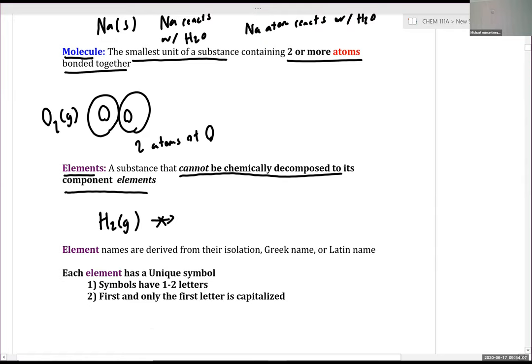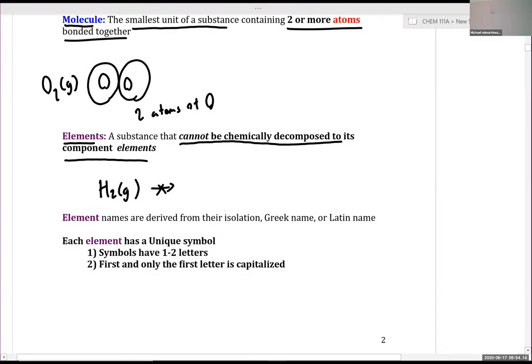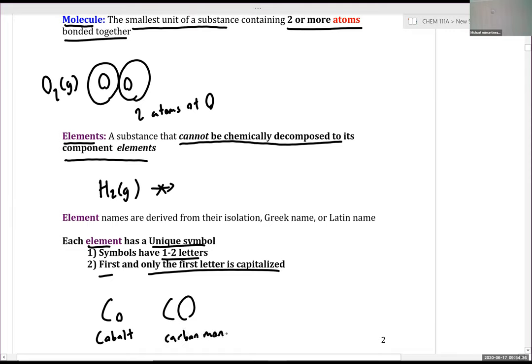Now, as we're going to be dealing with a lot of element names and symbols in these next chapter sections, let's just review the fact that each element has a unique symbol. The symbols have 1 to 2 letters, and the first and only the first letter is capitalized. So for example, Co is cobalt, while capital C, capital O is referring to a compound, carbon monoxide. You're going to want to become acquainted with each of the names and symbols for the elements that we tackle throughout these chapters, and this will be especially invaluable when we start talking about chemical nomenclature, which is naming pure elements and naming compounds.